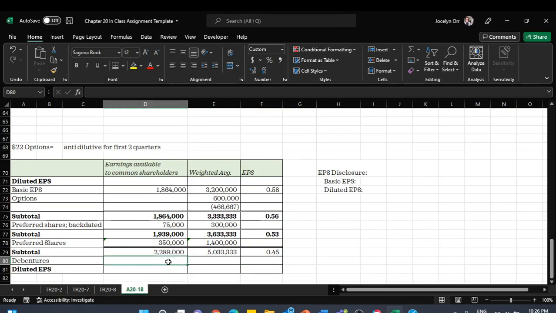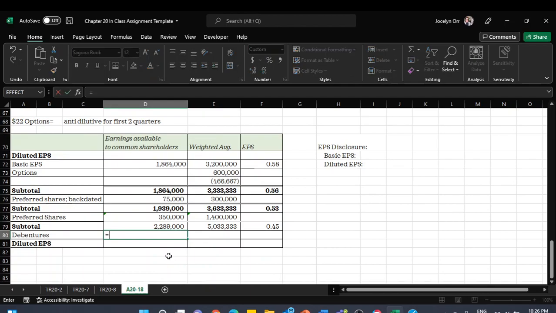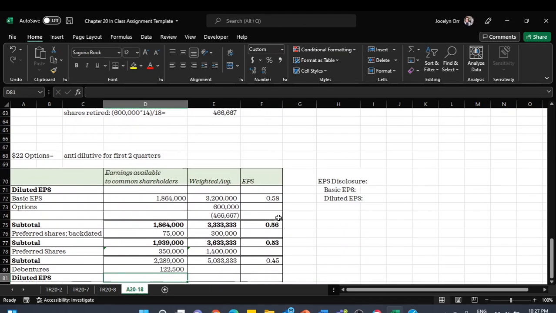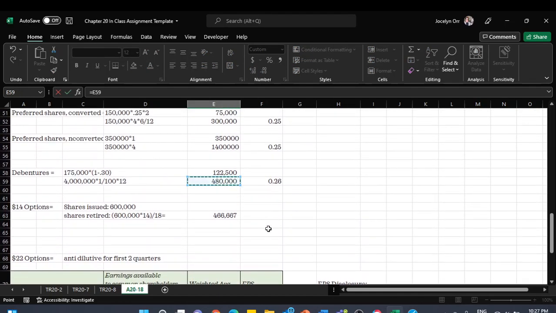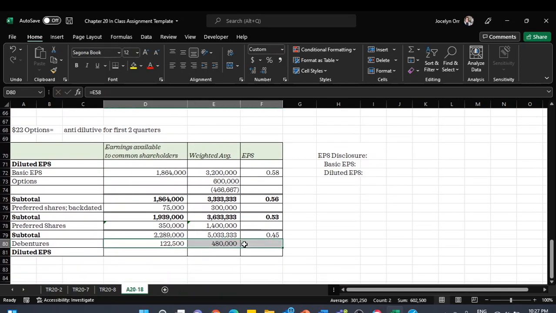Now we finally come to our debentures, which I think I said were the most dilutive, but really are the least dilutive. I'm sorry. And we include the information on that. So if those had been converted, we could have avoided $122,500 in interest expense, but we would have increased the number of shares outstanding by 480,000.